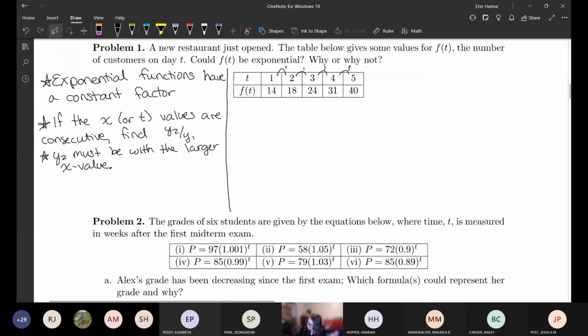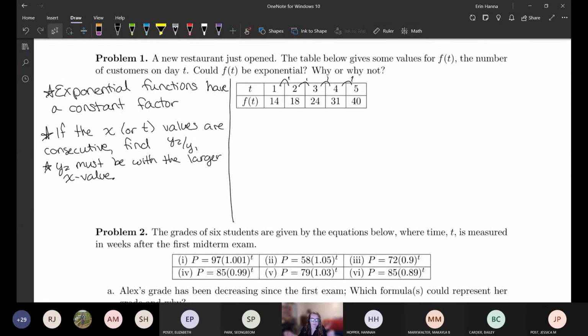In this table, all of the data is consecutive. So we can just do this. I will show you what you do when it's not consecutive in a second. So since all of these are consecutive, we're just going to take consecutive t values and take the ratio of their y values. In the first set from 1 to 2, we would take 18 divided by 14. And we would find what that is.